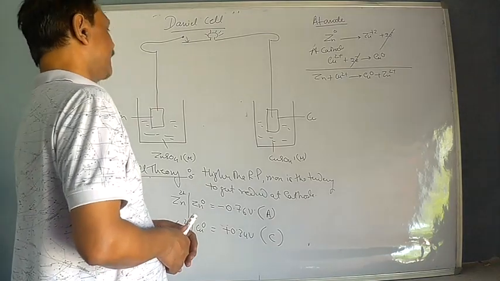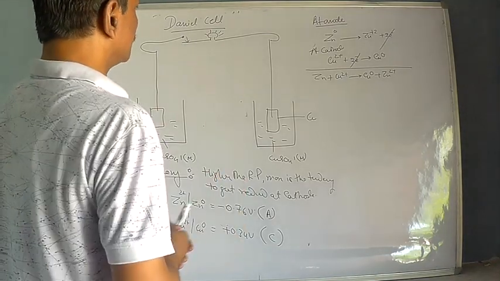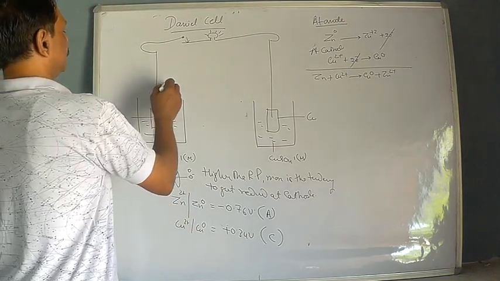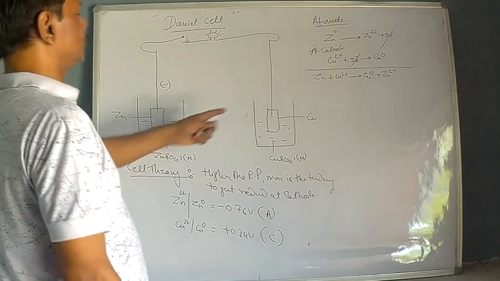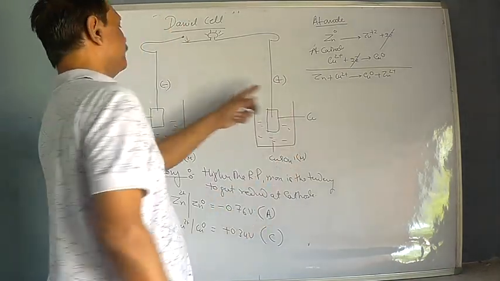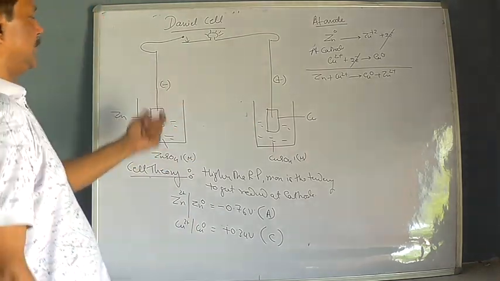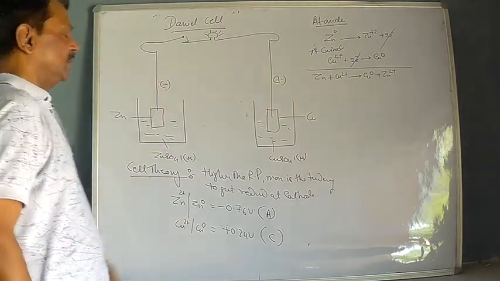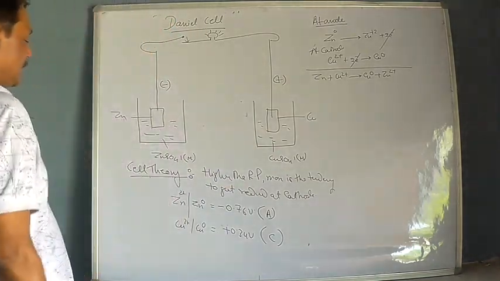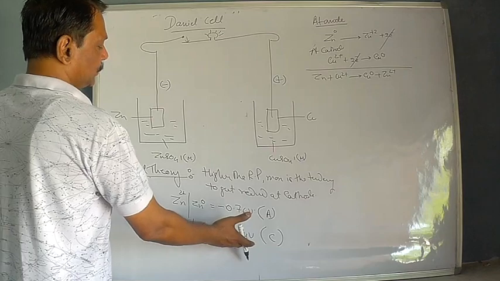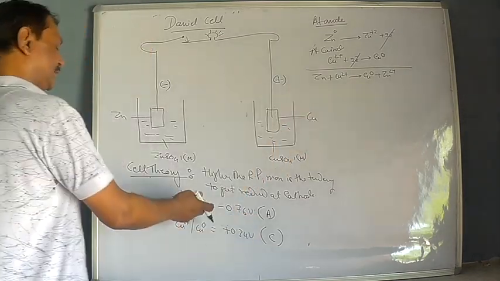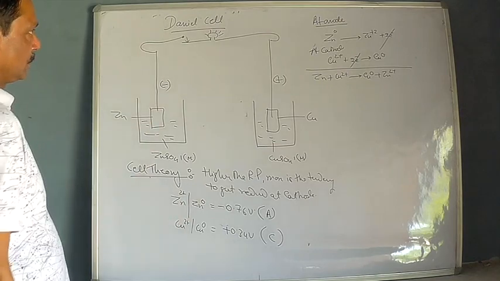So class, we have to understand the entire thing again. See class, this was my anode and we all know that anode is negative. This was my cathode, and we all know it is positive. I have already told you in the very beginning that anode is always negative and cathode is always positive. Since the copper reduction potential was very high, copper was going for reduction at the cathode and zinc was going for oxidation at the anode.